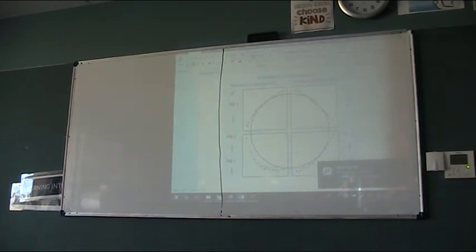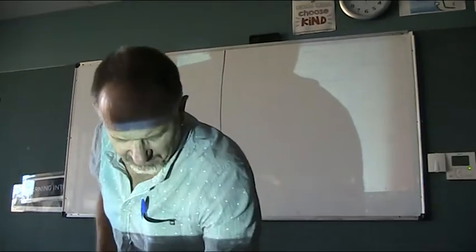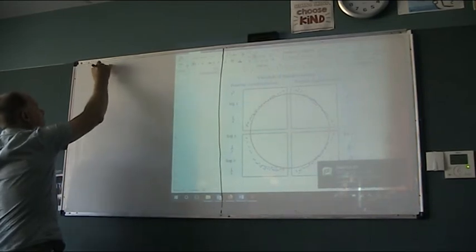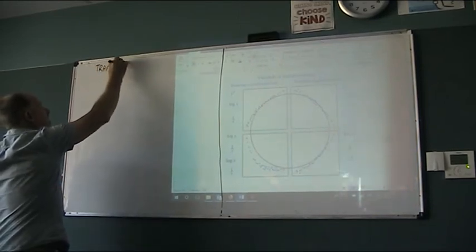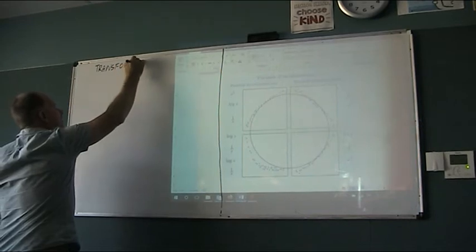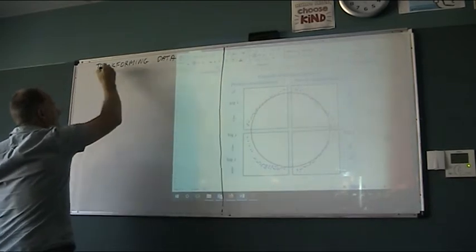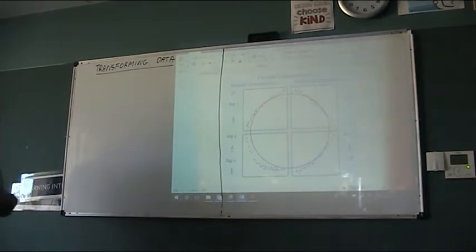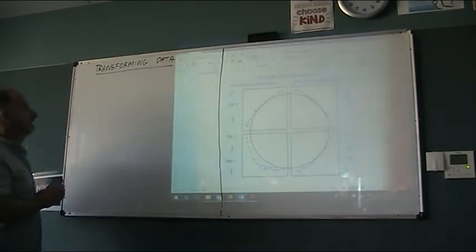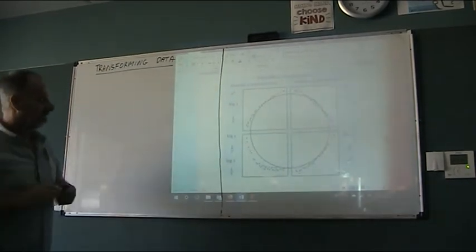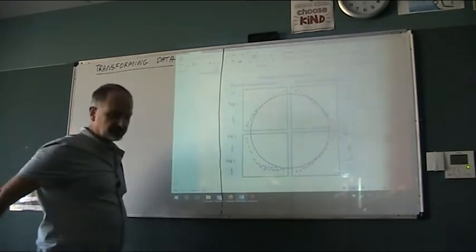Alright, so the first part of what we're looking at today is what we call transforming data. In this course, we look at linear associations, and if we suspect that there's an association that's not linear, then we change our data, or transform our data, to get a straight line.